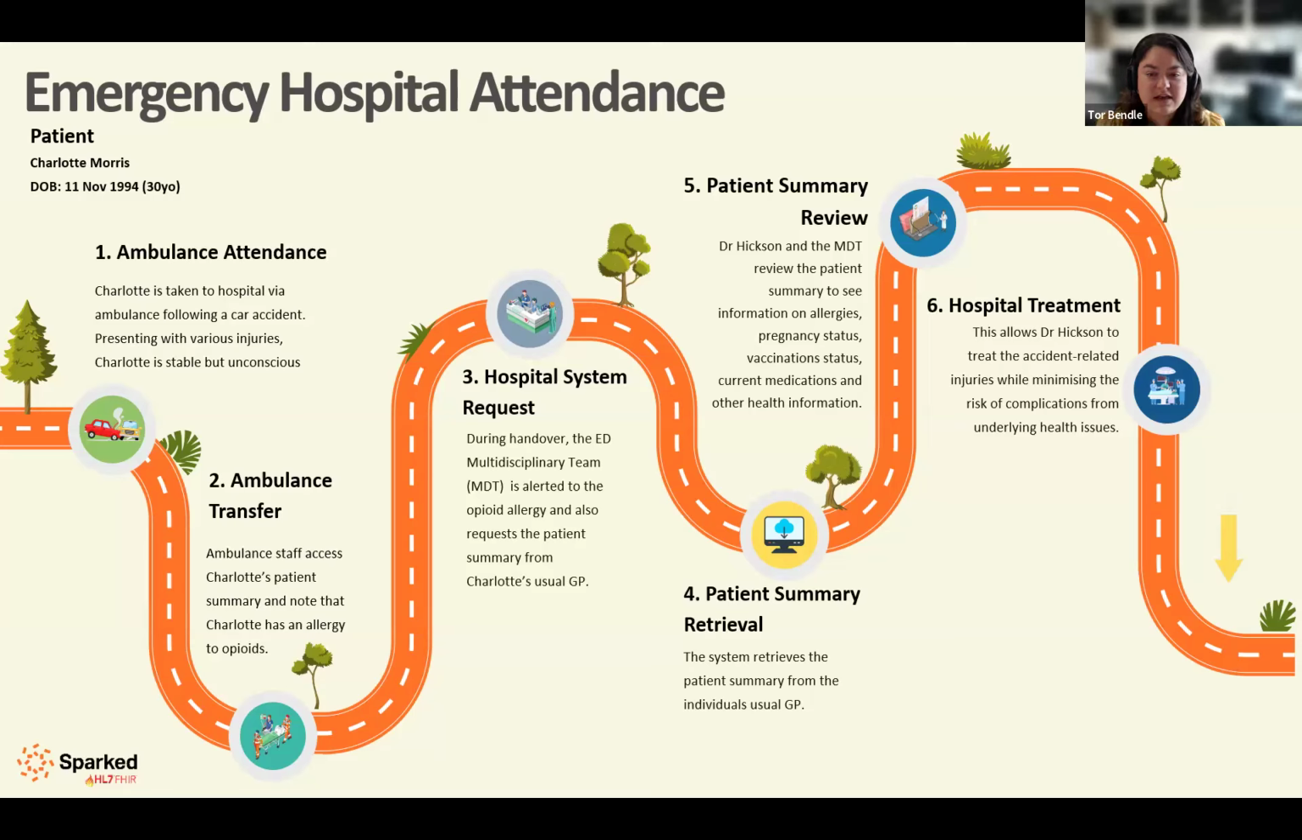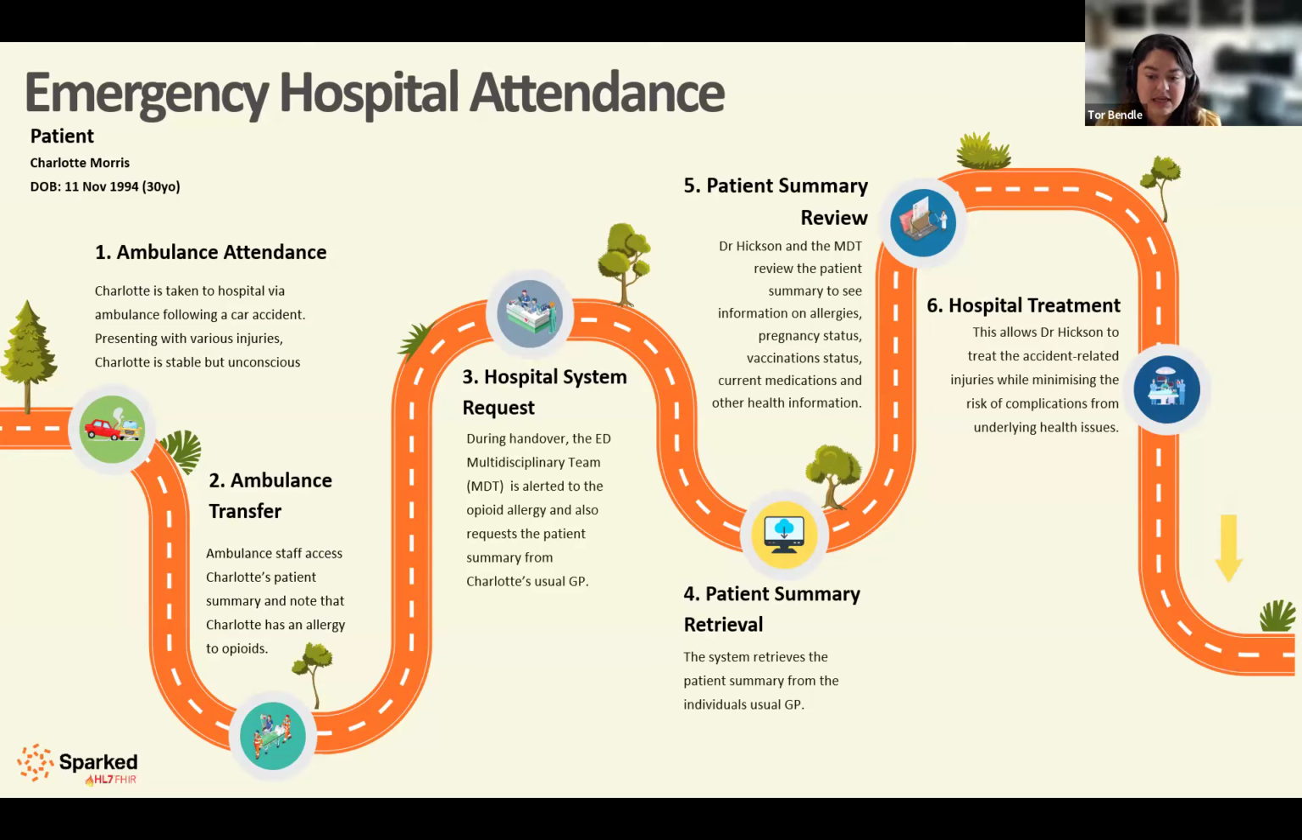So this consumer journey is an emergency hospital attendance example, and this one was developed and aligns quite closely with the second technical use case, where it's the clinician-driven patient summary. So in this scenario, our patient is Charlotte Morris. She's a 30-year-old female. Charlotte is being taken to hospital via ambulance following a car accident. Presenting with various injuries, Charlotte is stable but unconscious. The ambulance staff access Charlotte's patient summary and note that she has an allergy to opioids.